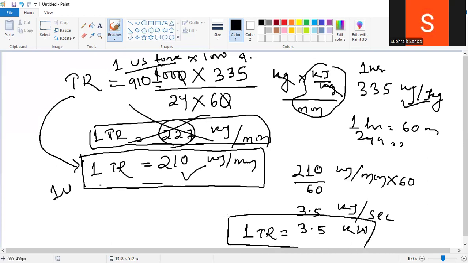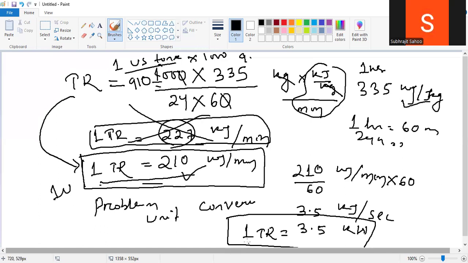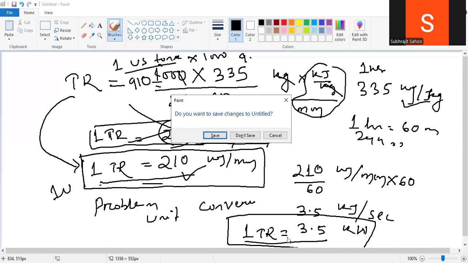Sir, why are you converting to kilowatt from kilojoule per minute? While you solve problems, unit conversion will be required there. That's why you need to know that 1 TR equals 210 kilojoule per minute and 1 TR equals 3.5 kilowatt. This is the 1 TR definition and its mathematical expressions. Okay, so observe. Next is what?